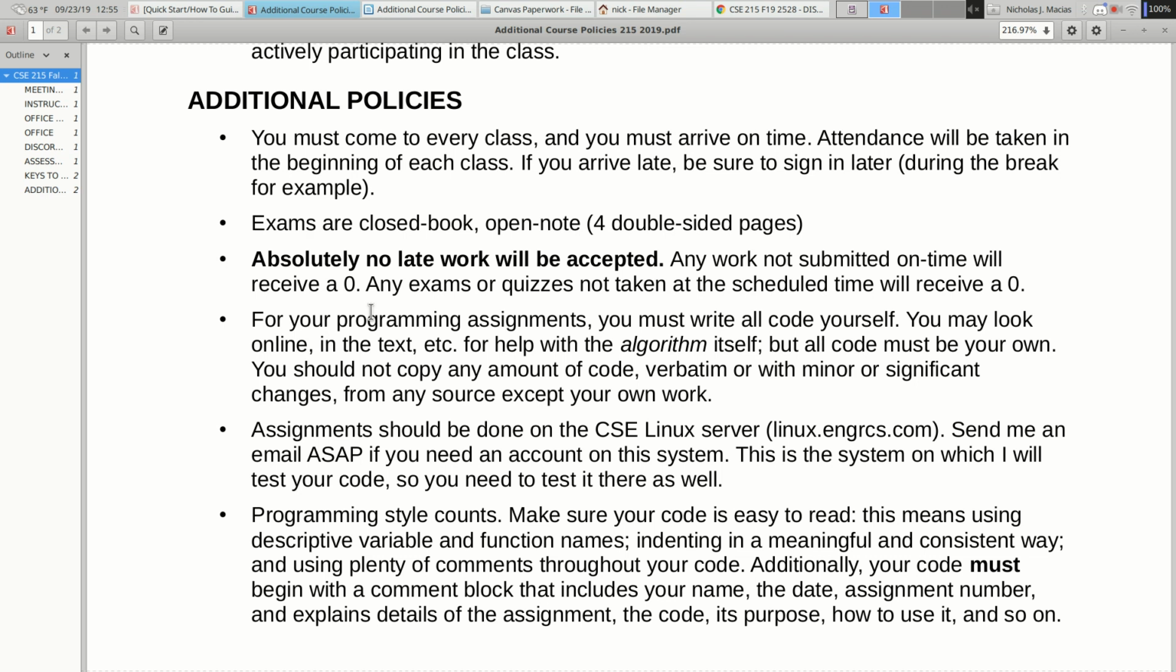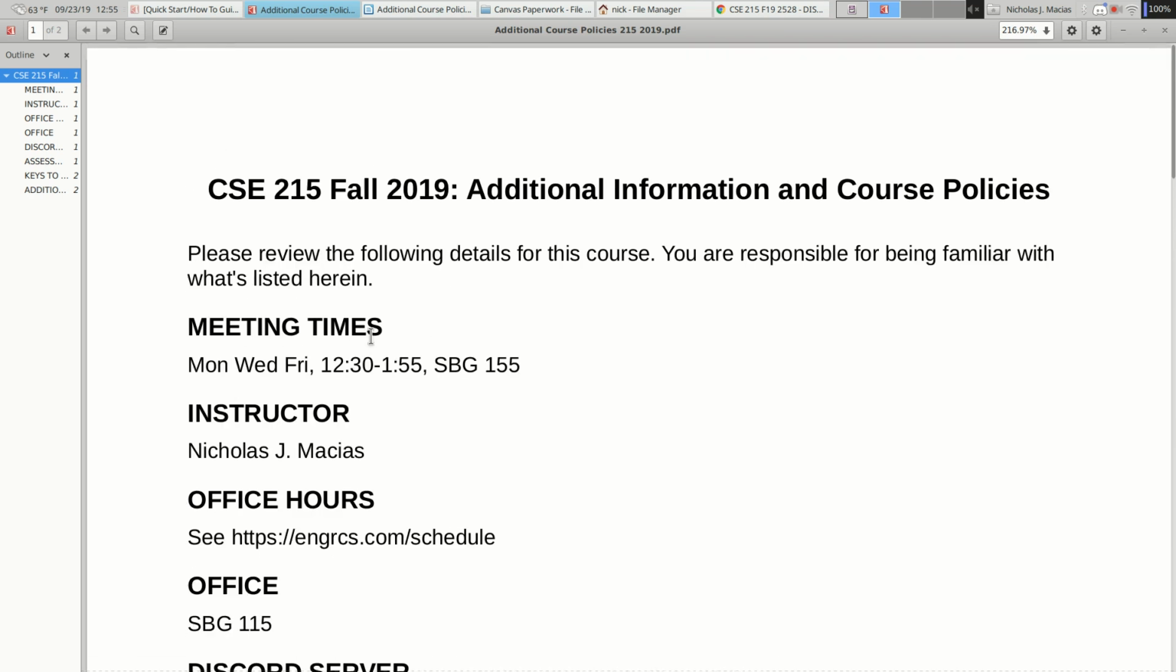Again, send me an email if you're not in 224, meaning you don't have an account on the Linux server, and I'll set you up for that. That's pretty much it for that.